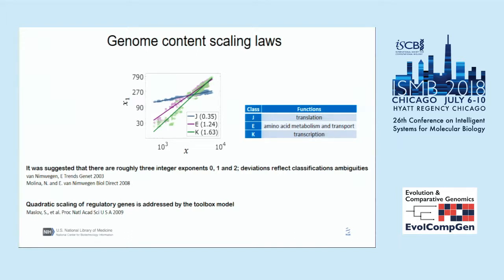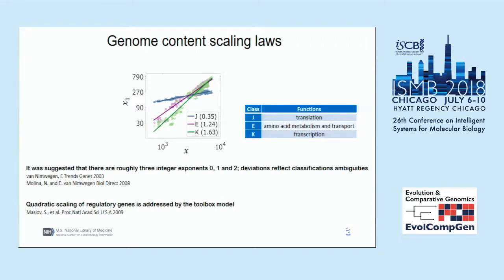One of the leading explanations for this scaling phenomenon is that there are basically three integer exponents, 0, 1, or 2. Whenever we observe something in between, it's because either we mix different categories or because of classification ambiguities. The explanation for 0, 1, or 2 is quite intuitive. The exponent of 0 means that the number of genes is constant, namely translation genes. There is a certain amount of translation genes that are required in the genome, so therefore the number is constant.